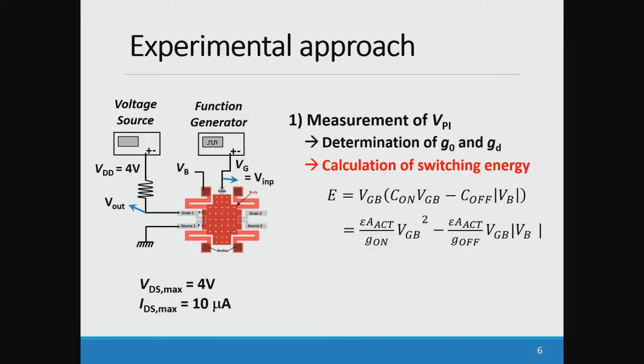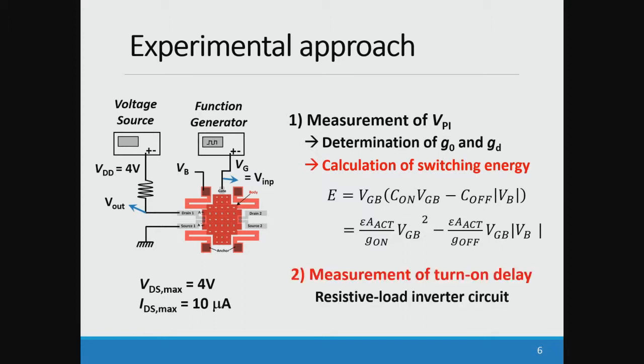The experiments consist of measuring the pull-in voltage, and by measuring the pull-in voltage we can then determine the values of G0 and GD. Knowing G0 and GD, you can calculate the on capacitance and the off capacitance of your relay, and therefore the switching energy.